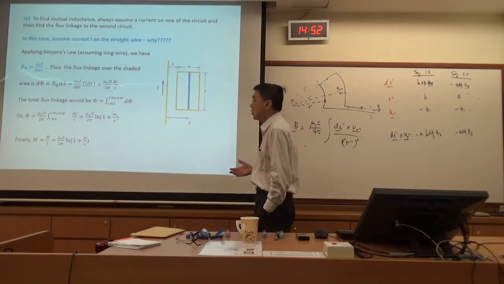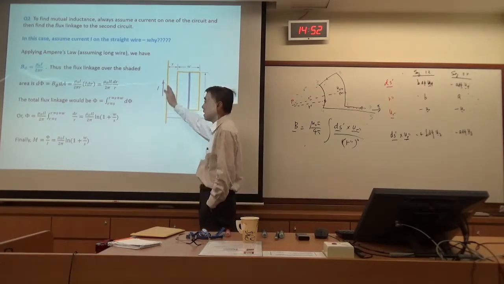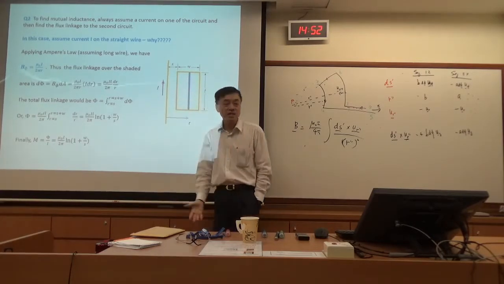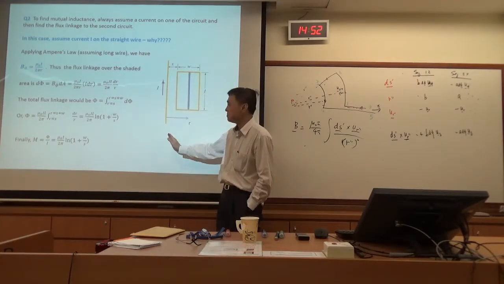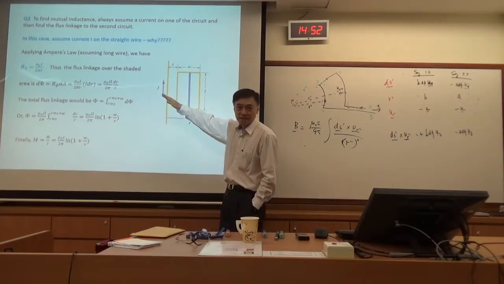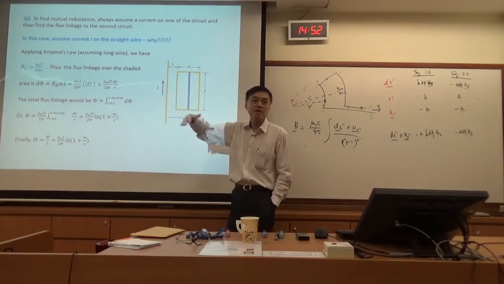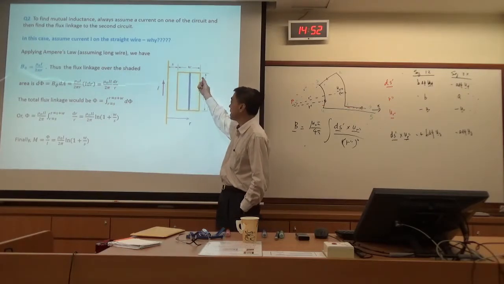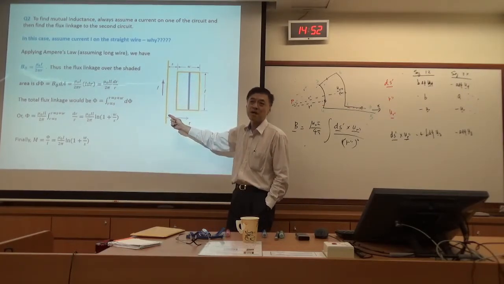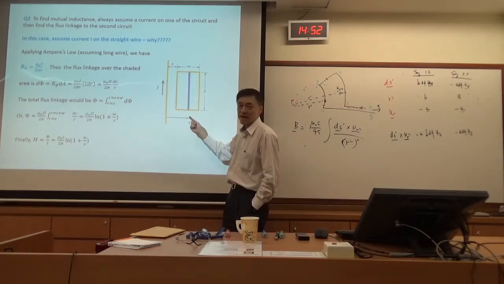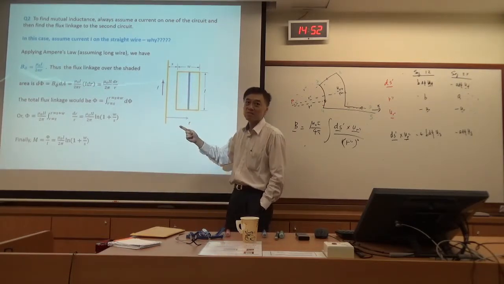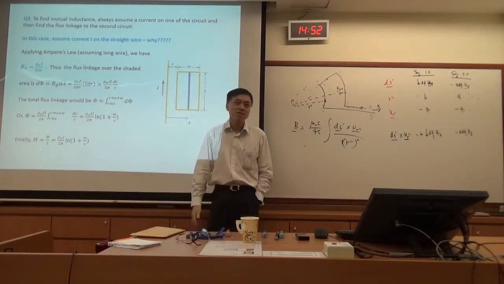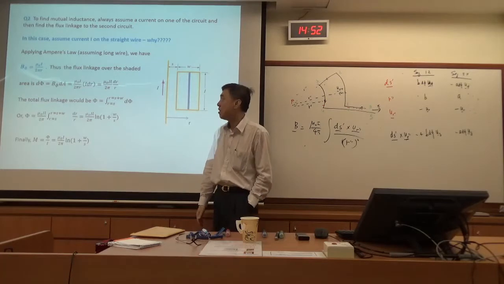Now, in this case, we assume a current on this one and find the flux linking here. As we mentioned in the lecture, this is obvious because if you assume a current here, the flux density is just simply Ampere's law. Very simple. But if we assume a current here, the flux density has to be done by Biot-Savart's law 4 times, which is crazy. And then of course you have to integrate over an infinite area. Double whammy, as they say.